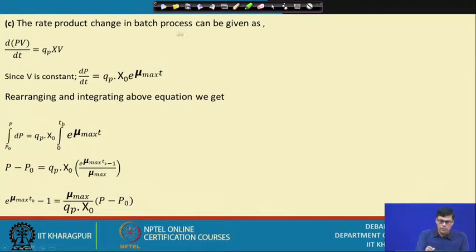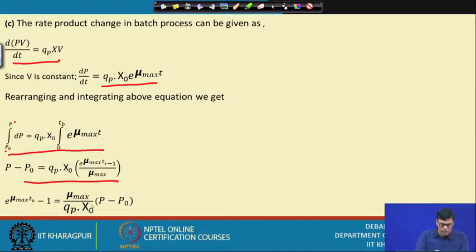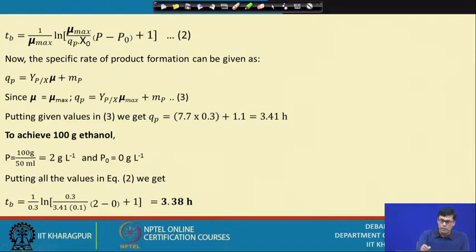Now, the rate of product formation can be written as d(Pv)/dt equal to Qp into x into V. V is constant, so dP/dt, we can write x again in this form, into V. V will cancel, am I right? Then rearranging this equation, and integrating dP from P0 to P, we get the final equation in this form. Then Tb comes in this form.